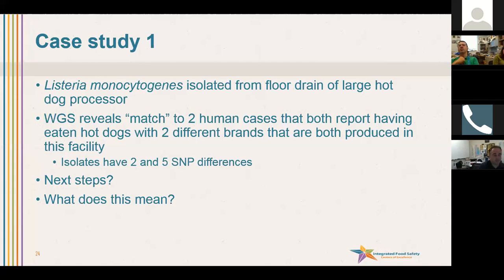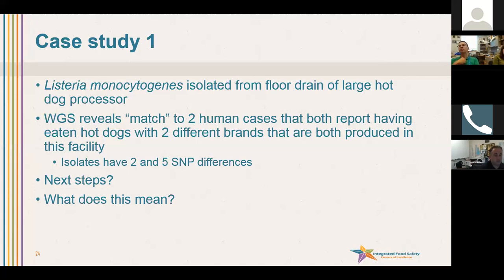What else could one do? It could be this facility, right? But could it be that multiple facilities produce the same brands? Could you have the same subtype in a different facility potentially? So, anyone else here?